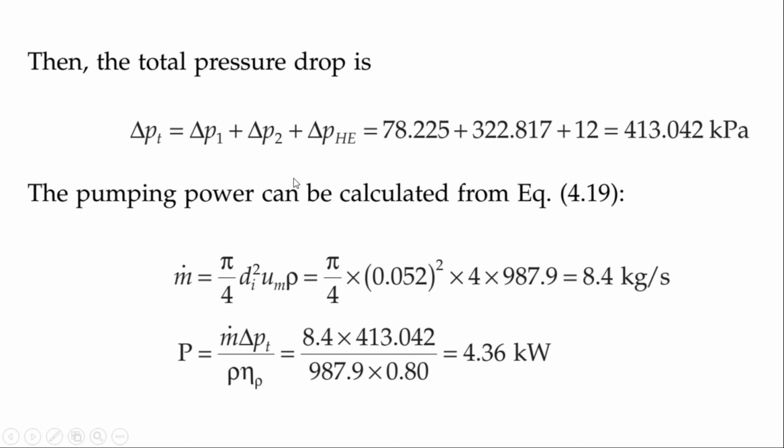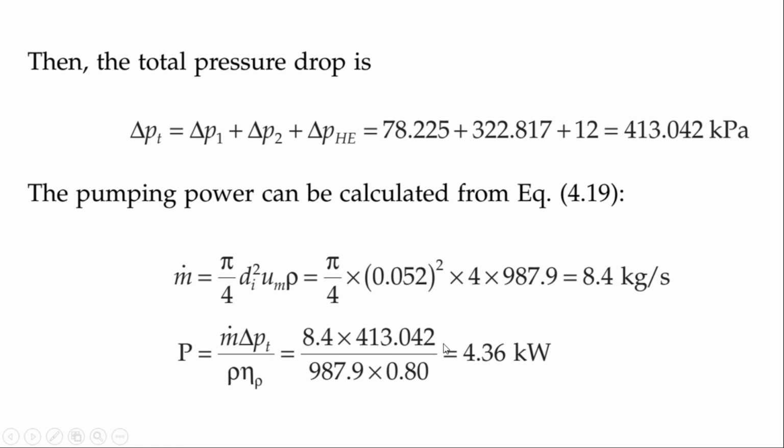So similarly you have to determine the total pressure, right? The total pressure would be the sum of the minor losses, the pressure drop in the straight pipe, and the pressure drop in the heat exchanger. After adding all the values, you will get the total pressure drop, which is 413.042 kilopascal.